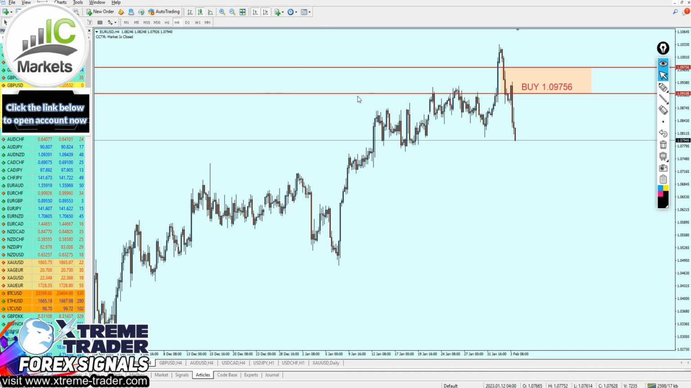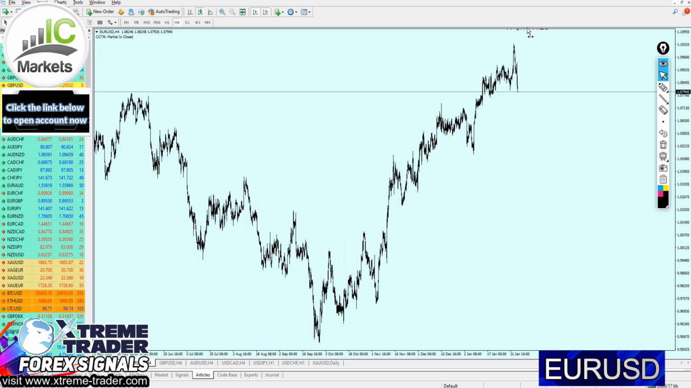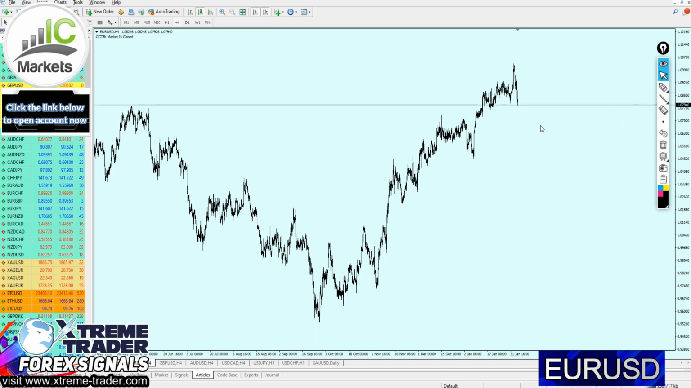So let's now begin the weekly analysis, and let's begin with the Euro USD. Of course we have to get rid of the old signal. It's no longer valid for the buy at all. Let me just delete the old signal and get rid of all the lines, and let's see now what we can do next with this pair.